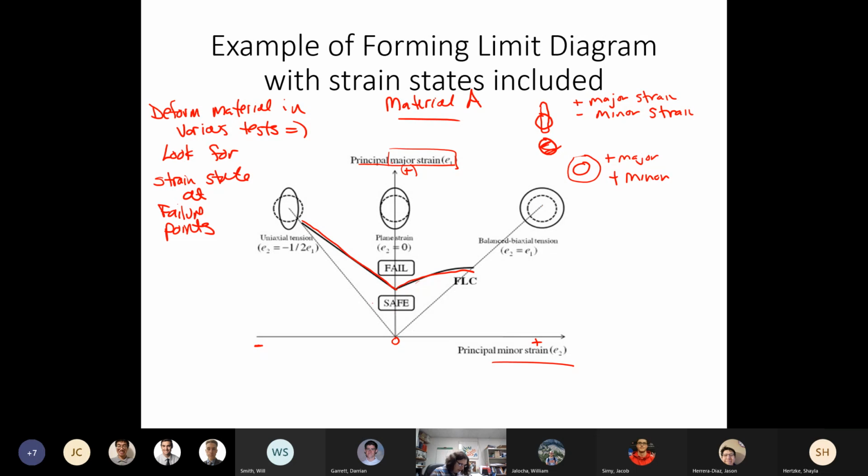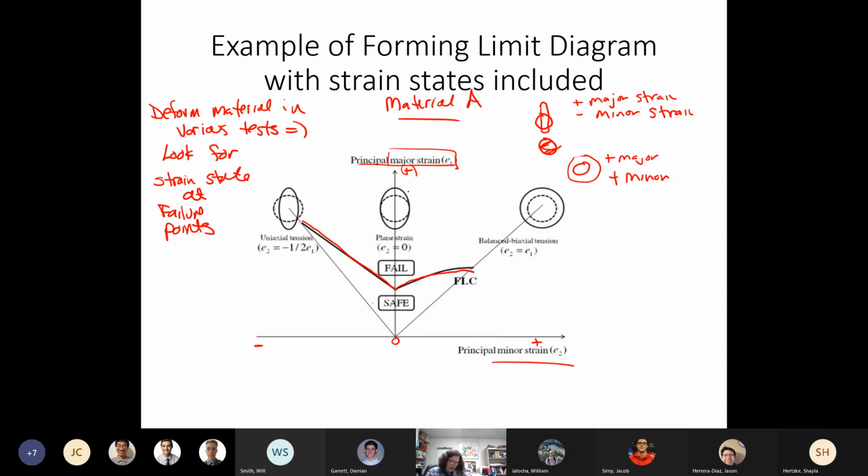We also have something that's called plane strain. And plane strain, interestingly enough, is very, very challenging on the material. Plane strain is when you have only deformation in one direction on the sheet, and then we certainly have sheet thinning going on.